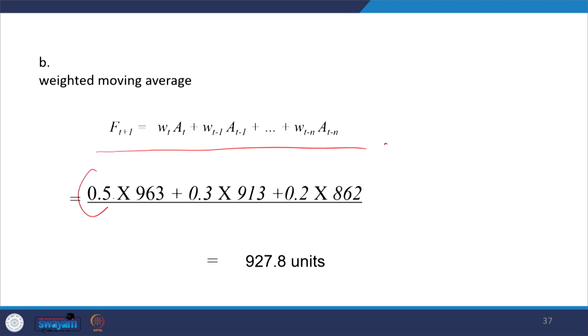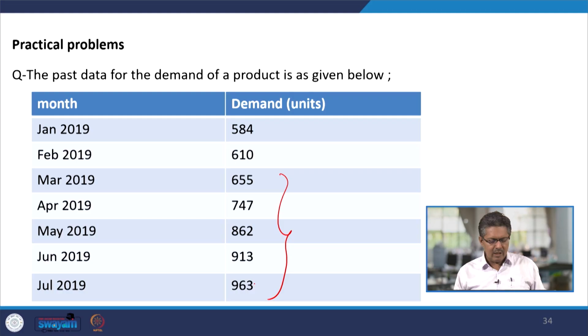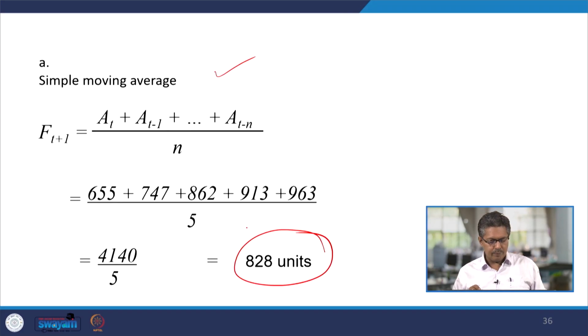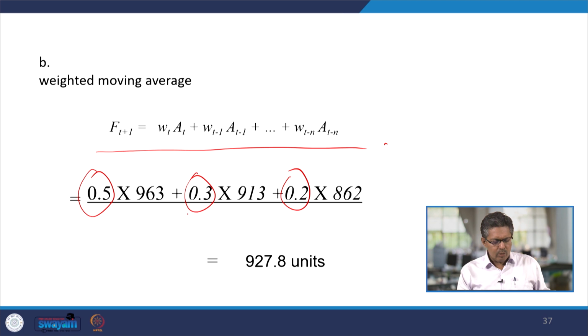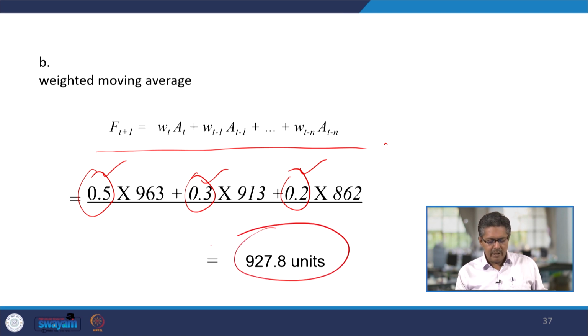So, what is the weight you have assigned? Now, 0.5 for the closest data, then 0.3 and 0.2. So, if we go back and look at the data, 963 is the closest, 913 and 862. So, taking the weightage 0.5, 0.3 and 0.2 and multiplying respectively with the numbers, we get 927.8 units.